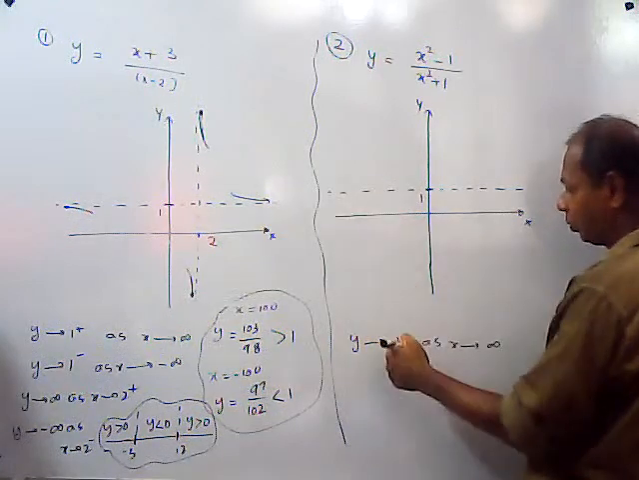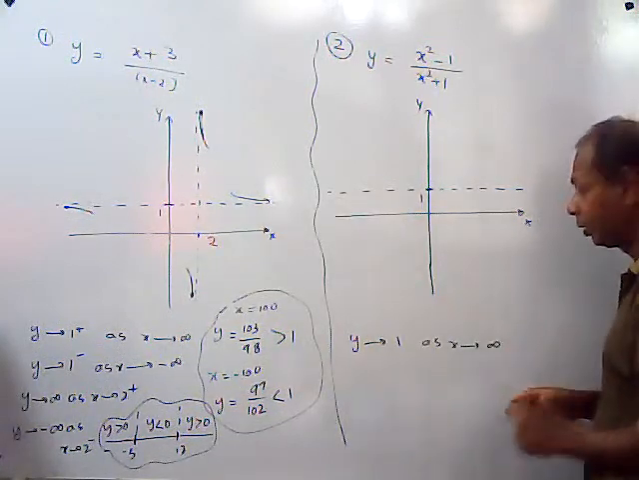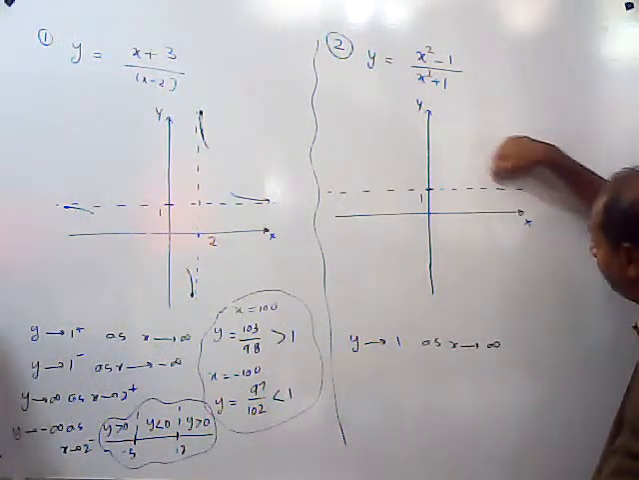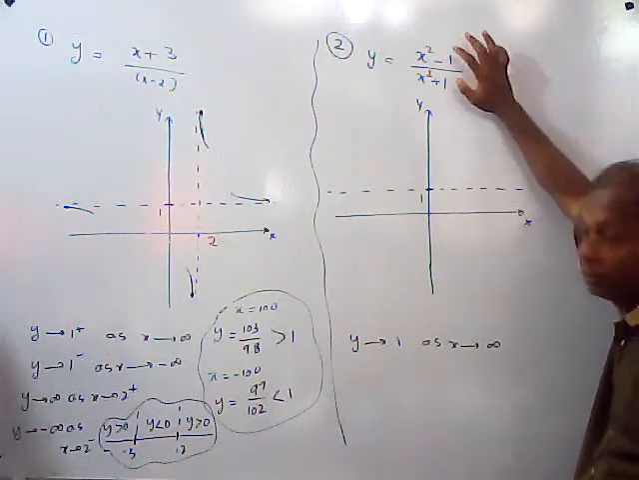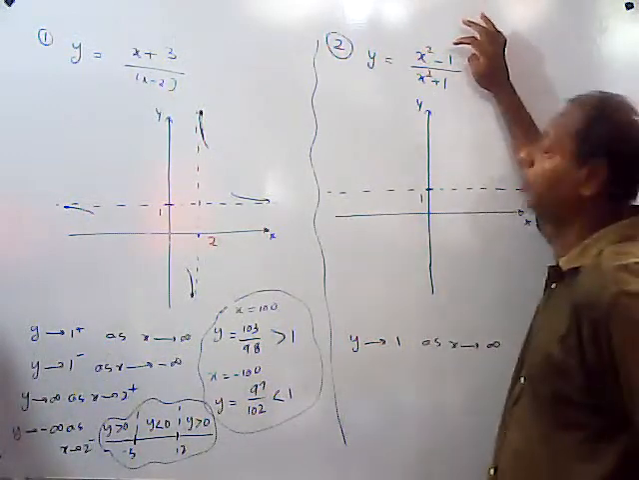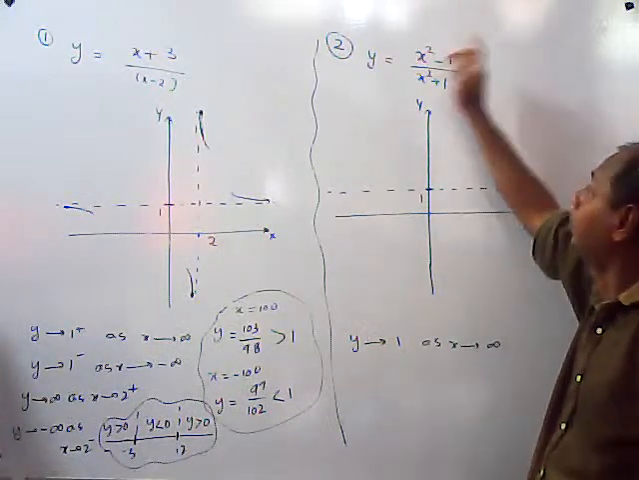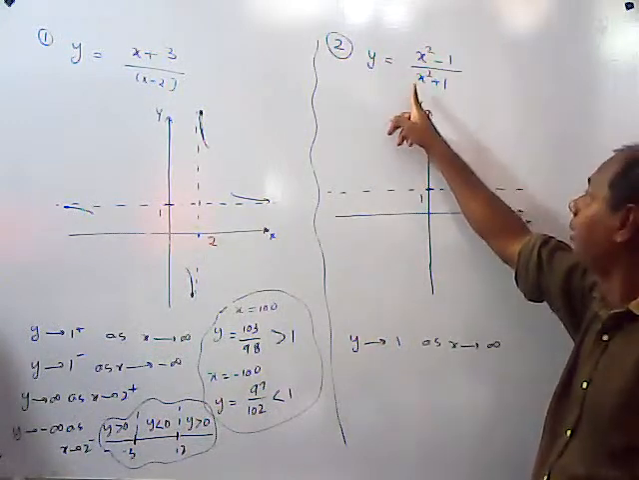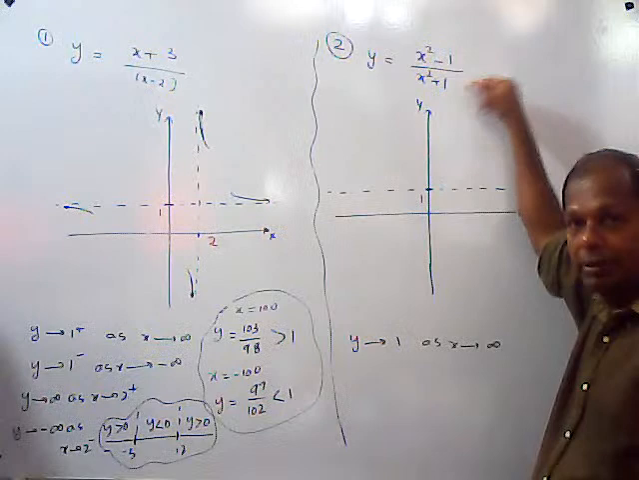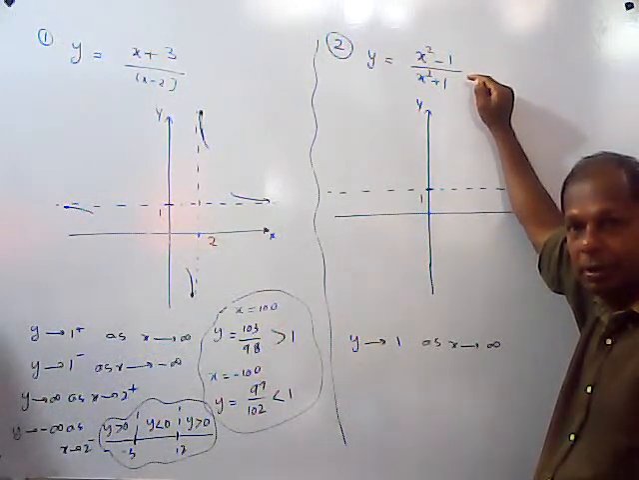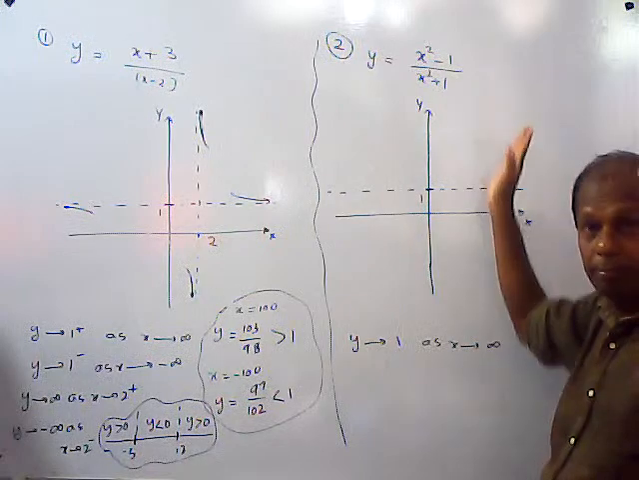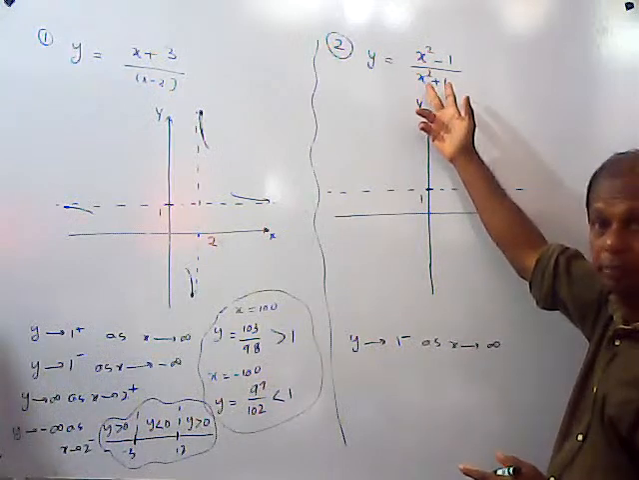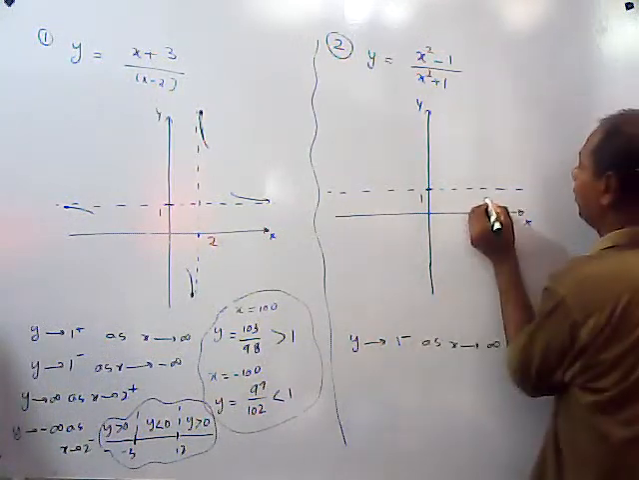But to check whether it is going from above or below, apply some big value for x. Here you don't have to waste your time. If you apply some big value for x, say 100, it will be 100 squared minus 1 over 100 squared plus 1. Definitely the denominator is bigger, right? So it should go to 1 from below.